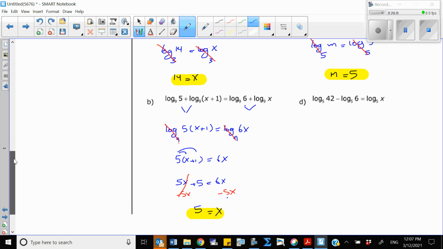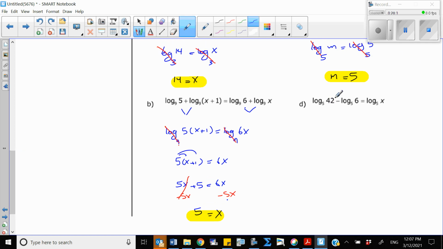Now let's do the last example. We have log of 42 base 5 minus log of 6 base 5. And on the other side, we have only one log. So let's condense the left side as just one log. It's subtraction, so I can write it as a quotient. So log base 5 of 42 divided by 6 is equal to log base 5 of x.